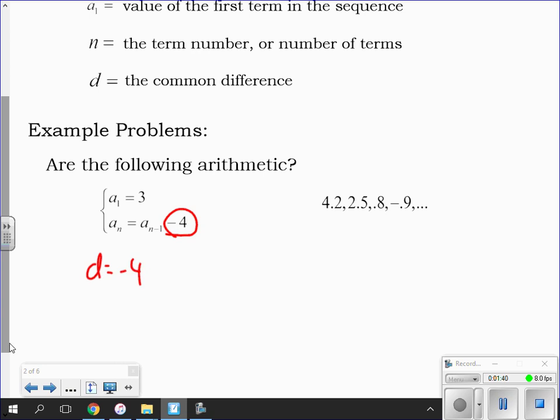On the next one, how do I get from 4.2 to 2.5, 2.8 to -0.9? Remember to check if you're not sure. Take a term, 2.5, minus the previous term, 4.2. If I do that, I get -1.7. If it's arithmetic, I would get the same thing each time. If I take 2.5 and subtract 1.7, do I get 0.8? If I take 0.8 and subtract 1.7, do I get -0.9? I do. This is arithmetic, and D is -1.7.